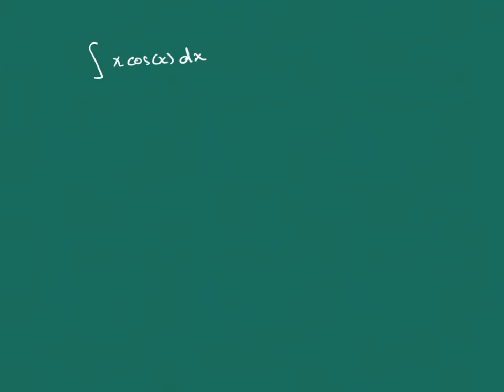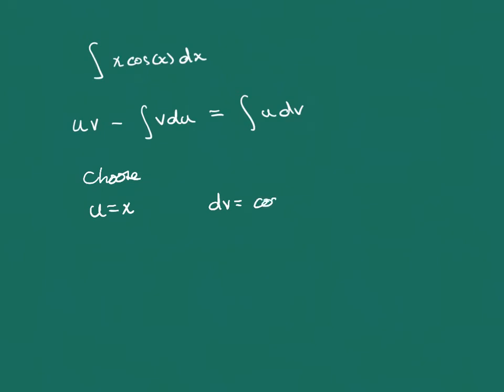So if we try integration by parts, remember what that formula looks like. It looks like u times v minus the integral of v du is going to be our integral of u dv. And so the question becomes, what do we use as u and what do we use as dv? Well, let's say that we choose u equal to x and dv being the rest of our integrand, cosine of x dx.